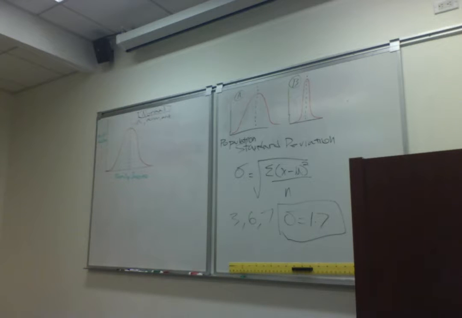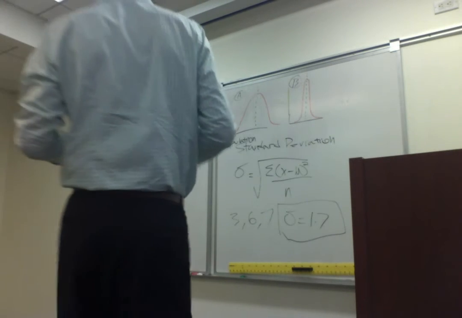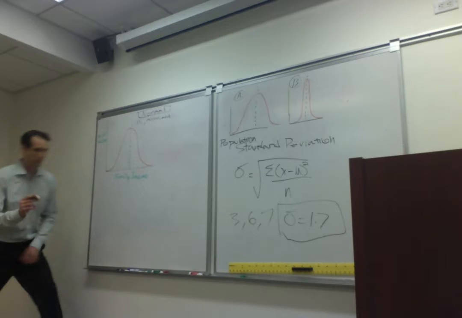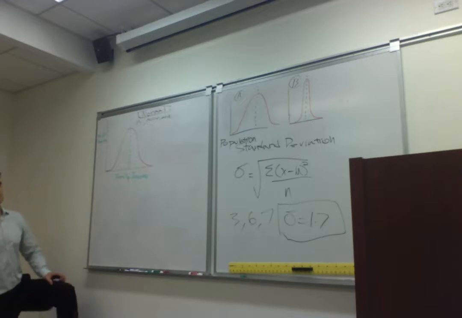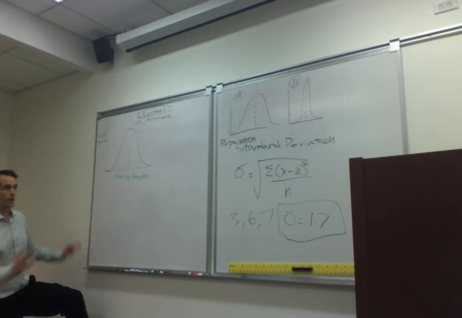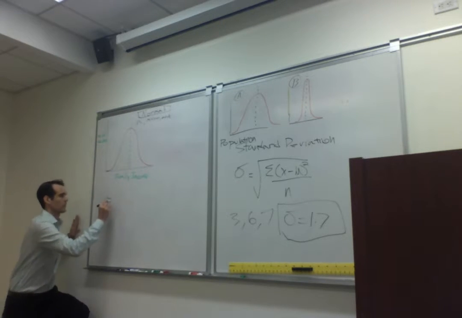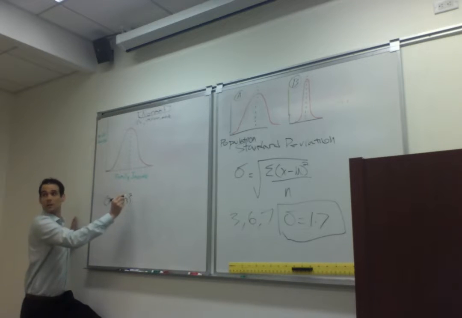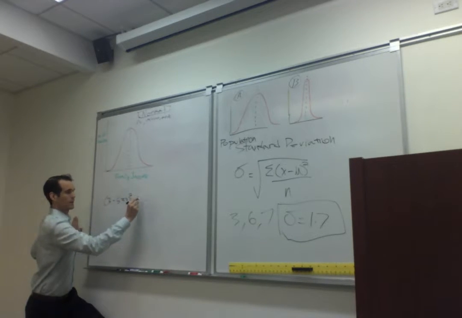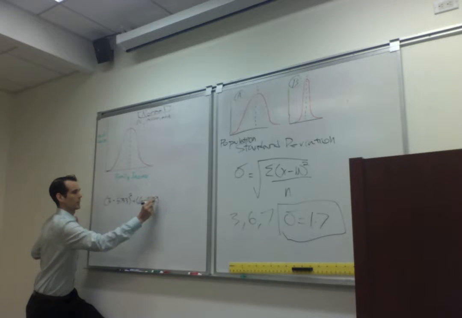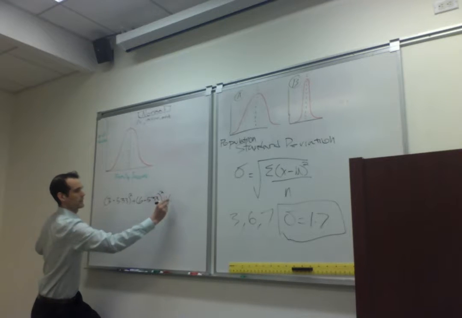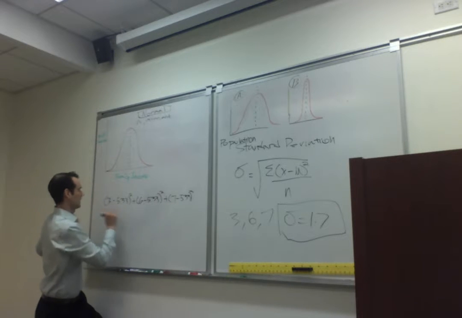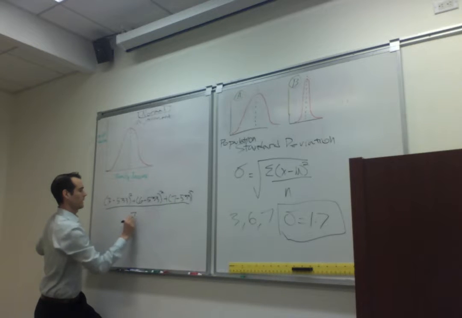I think that's still standard deviation, 1.7? All right, so let's do it. So we said the mean was 5.33, right? Did you get that far? Okay. So we want 3 minus 5.33 squared, right? Plus 6 minus 5.33 squared plus 7 minus 5.33 squared. All divided by what, Nikita? 3. And what do we do after that?